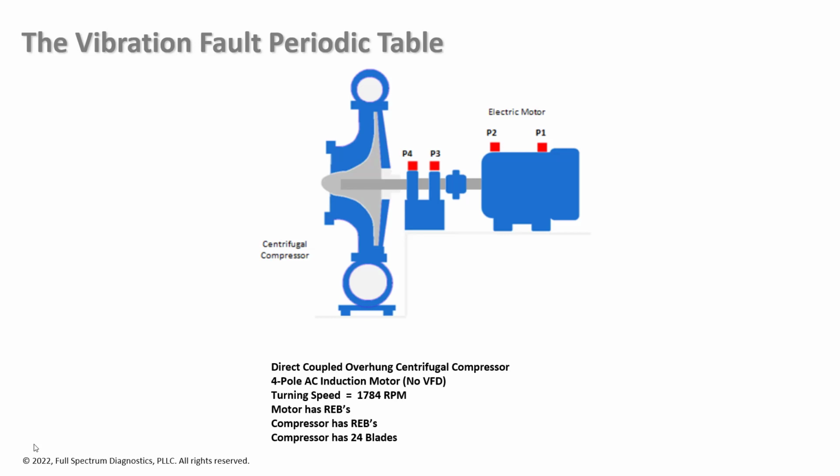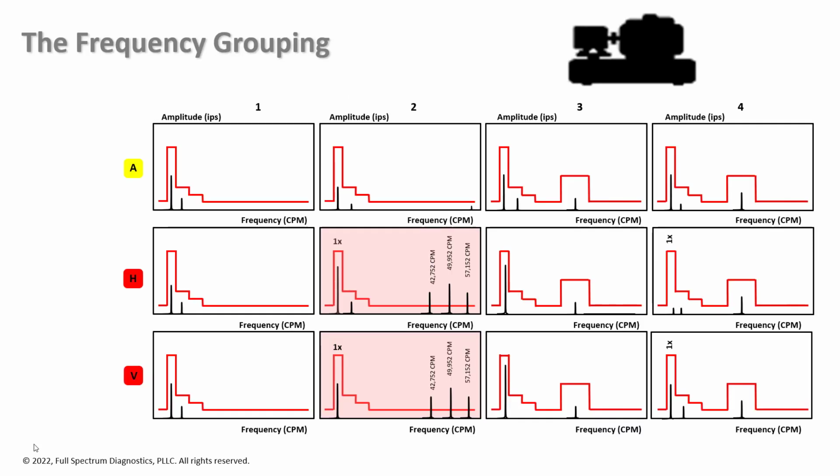Its turning speed is 1784. The motor has rolling element bearings, the compressor has rolling element bearings, and the compressor has 24 blades. We're going to take a look at our data. So we'll go out with our assigned route data. We'll take measurements at positions 1, 2, 3, and 4 in the axial, horizontal, and vertical directions. So we should have at least 12 measurements.